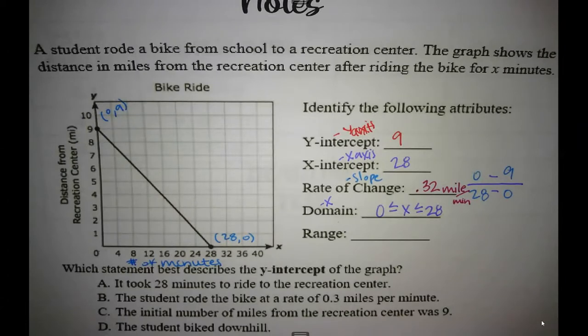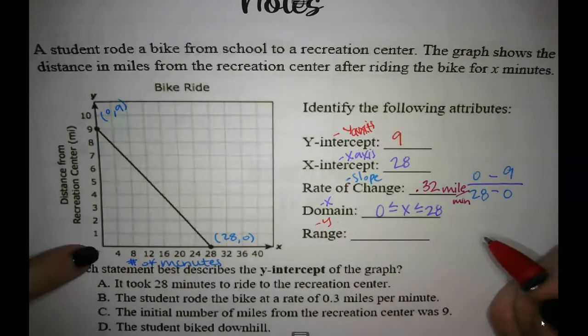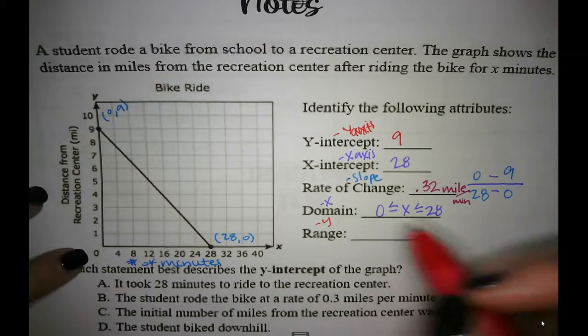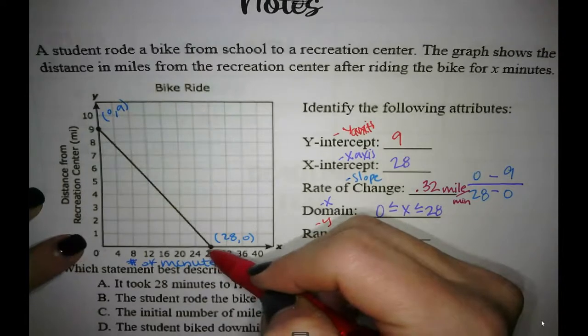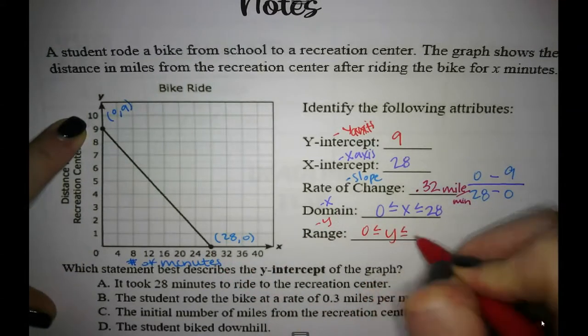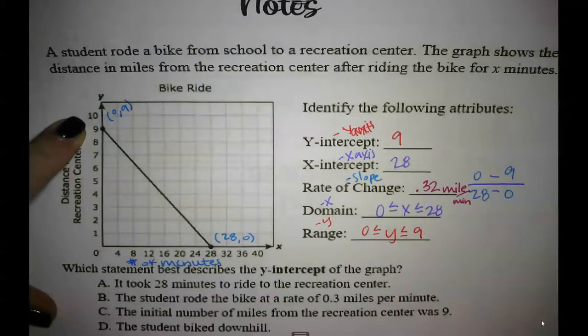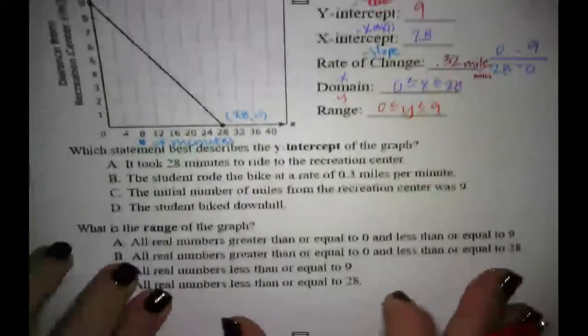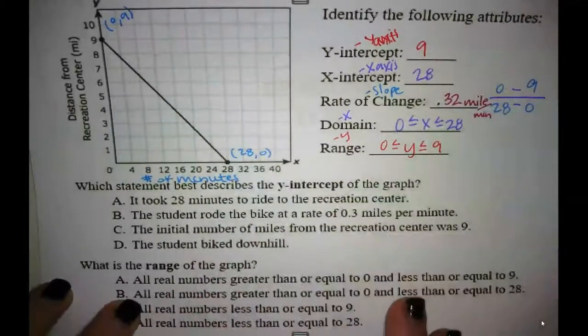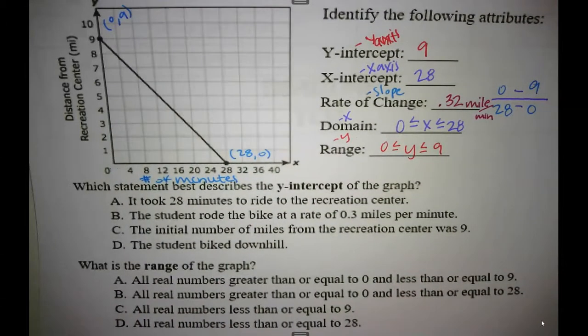All right, our range, remember, is our y values from bottom to top. Y value starts here and it goes all the way up to 9. So 0 to 9. Okay, so these are the kind of questions you're going to see as it relates to this. It gets you thinking more about what it's really representing.